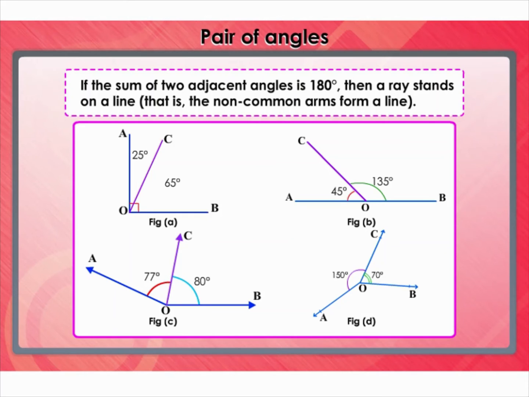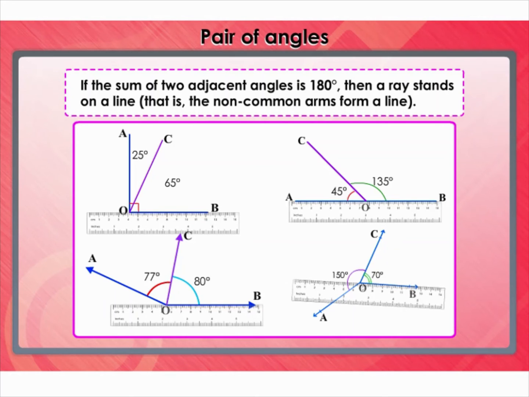Now let's check it with different measures of adjacent angles. Keep the ruler along one of the non-common arms in each case. Here only in figure B, both the non-common arms lie along the ruler. That is, points A, O, and B lie on the same line and ray OC stands on it. Also see, angle AOC plus angle COB is equal to 45 degrees plus 135 degrees. That's equal to 180 degrees.